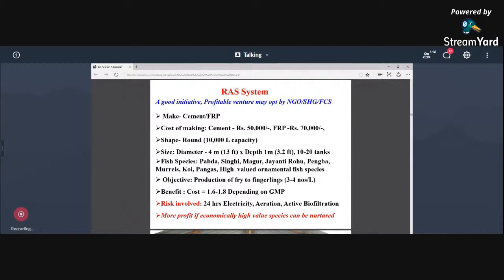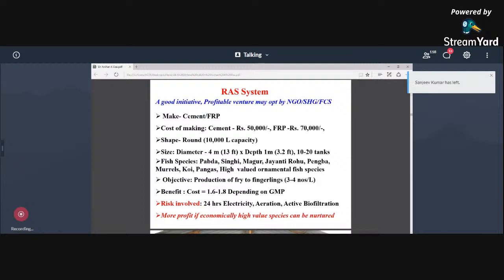So it is a very good option, a very good venture for economically high value species like padda, Shingi, Magur, our Jayanti Rohu, fry to fingerling, and Pingba. This is normally called the Manipur fish, and now its seed is available. In freshwater it is also called freshwater hilsa, with very vibrant growth. This seed, fry to fingerling, can be easily grown under this recirculatory aquaculture system. It can be improvised also.